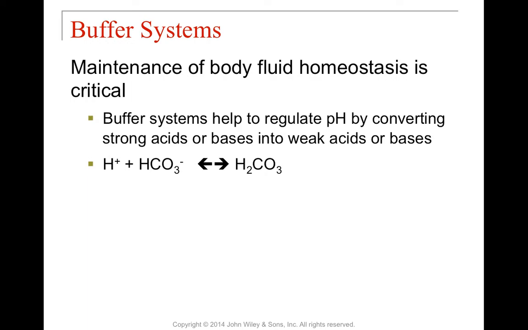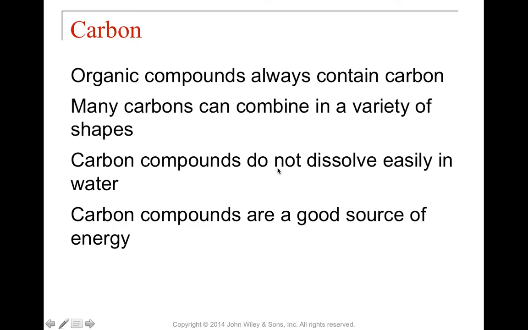Now, these buffers are going to be able to convert strong acids or weak or strong bases into weaker acids or weaker bases. So, for example, if we have hydrogen ions free in solution, they can bind to this buffer here to become H2CO3. That's going to help remove that hydrogen ion from the bloodstream. So if the blood's a little bit acidic because it has too many free hydrogen ions, this will help bring it more towards either a weak acid or towards neutral by pulling those hydrogen ions out of solution. And they can also do the opposite if we end up with too many of the hydroxyl groups. All right, but what's special about carbon?